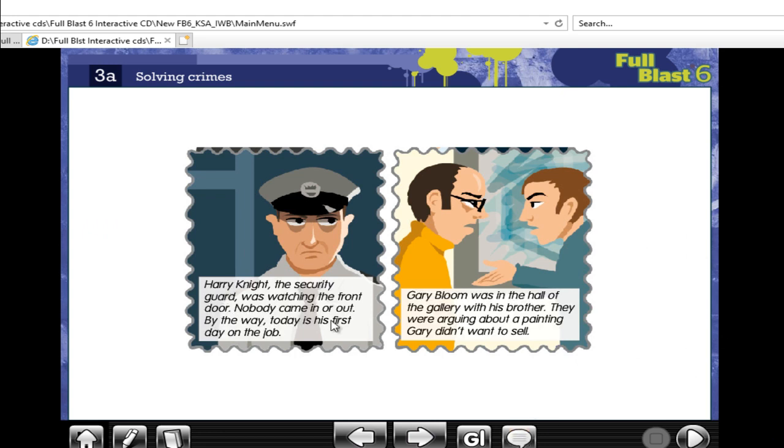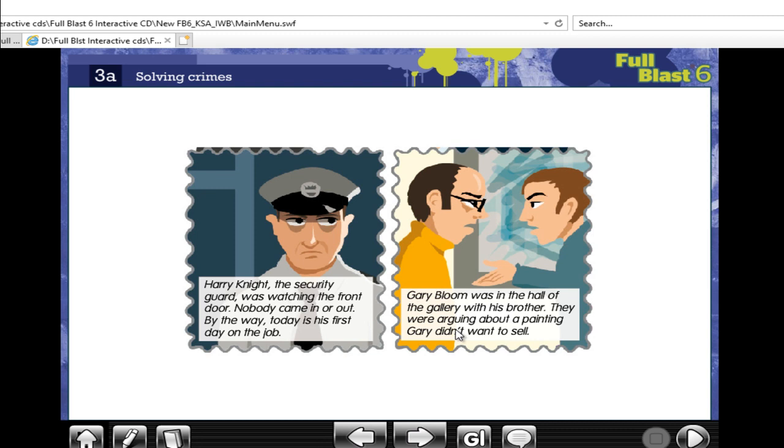The first one was Harry Knight. The security guard was watching the front door. Nobody came in or out. By the way, today is his first day on the job. Gary Bloom was in the hall of the gallery with his brother. They were arguing about a painting Gary didn't want to sell.